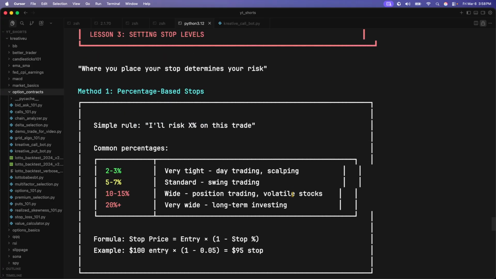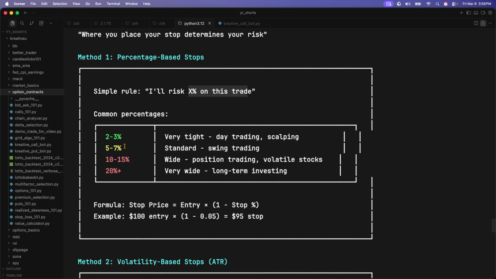Method 1 is going to be percentage based. Simple rule: I'll risk X percent on this trade. Common examples are 2 to 3%, very tight, day trading, scalping. Anywhere between 5 and 7% is standard swing trading, or trading that you hold more than a day. 10 to 15% is wide position trading, volatile stocks, and 20% or wider is going to be long-term investing.